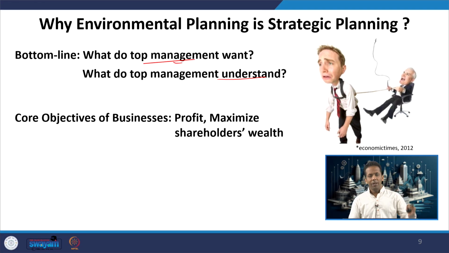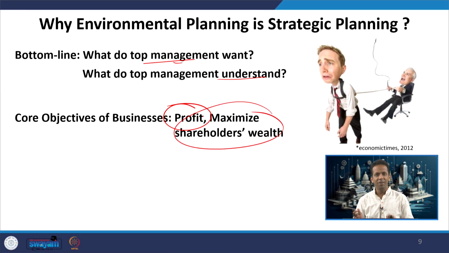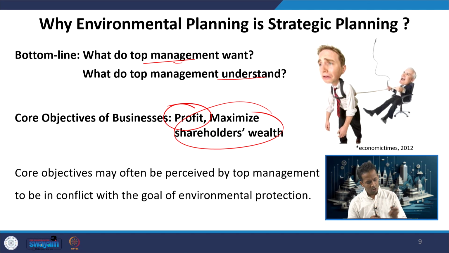That bottom line sets the core objective of any business, which is typically profit. Obviously, if you do not get profit, why would you run a business? So, one intention is profit, the other is profit for everyone, like maximizing all the shareholders' wealth. Those are the core objectives of businesses. Now, with something like environmental protection coming into the picture, at times the top management may feel that if we try to integrate environmental protection in the corporate culture, it may conflict or be in dispute with the core objective of the company, and that may be the perception.